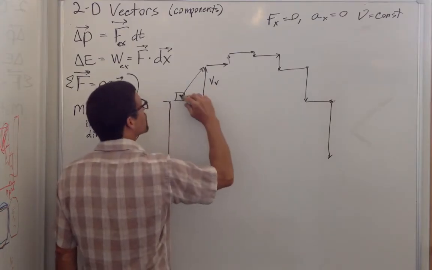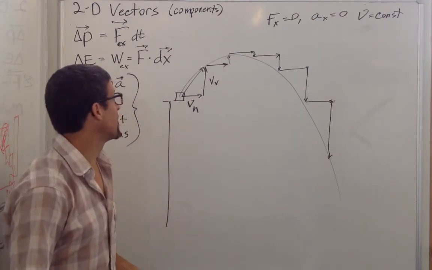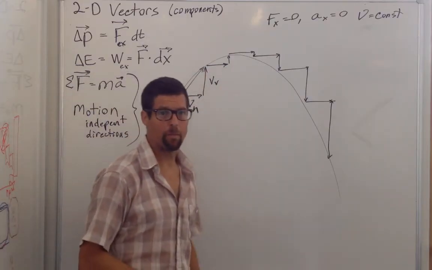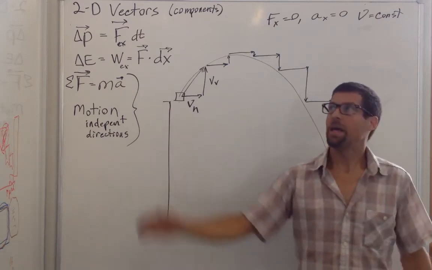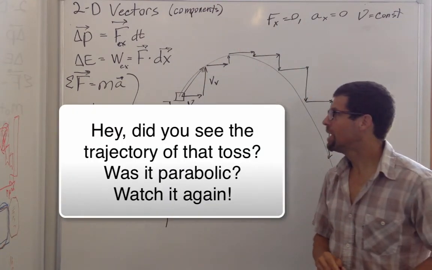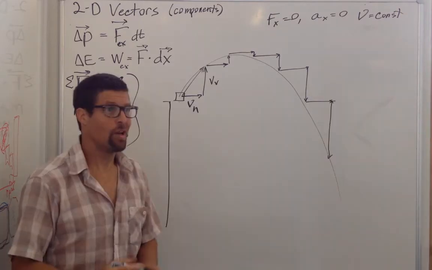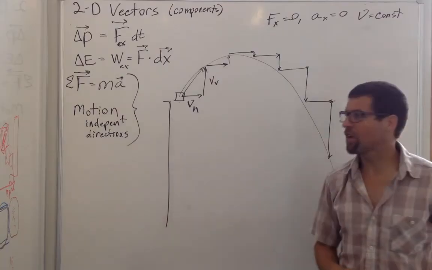And so you get a trajectory that looks like this, and we can show that this is a parabola. And that is why, when you throw something in the air, it executes a parabolic trajectory.